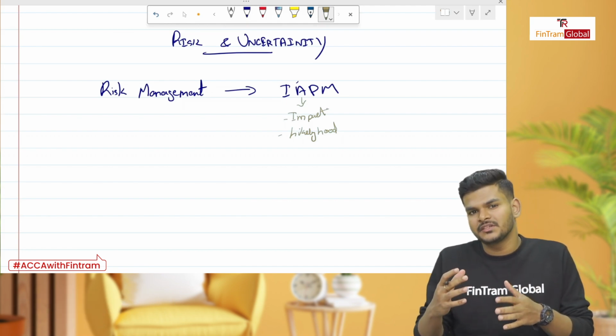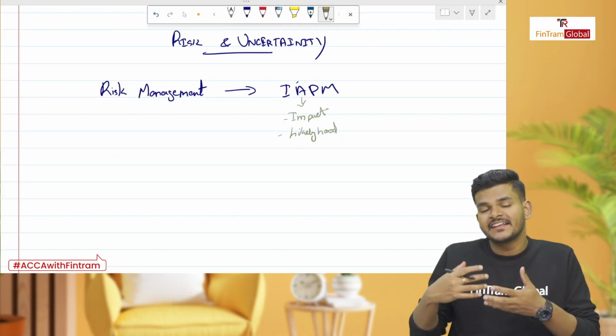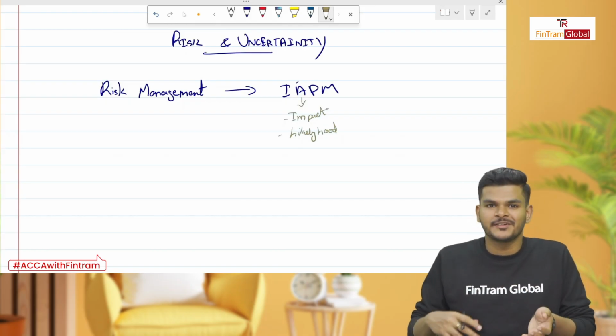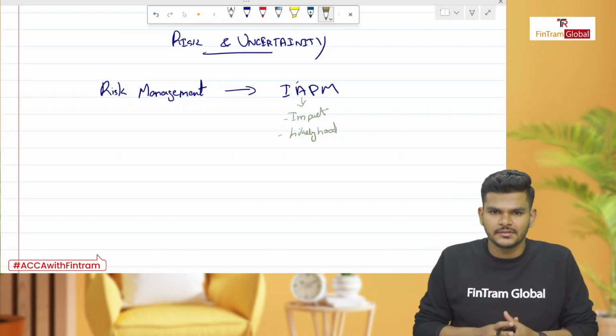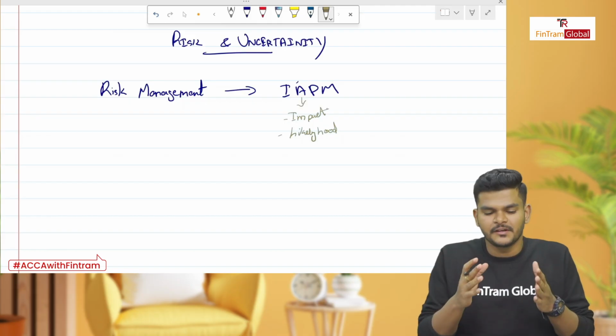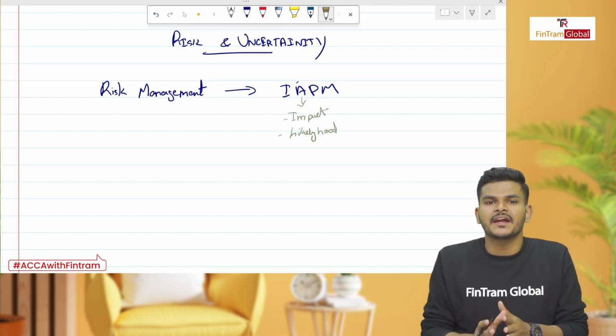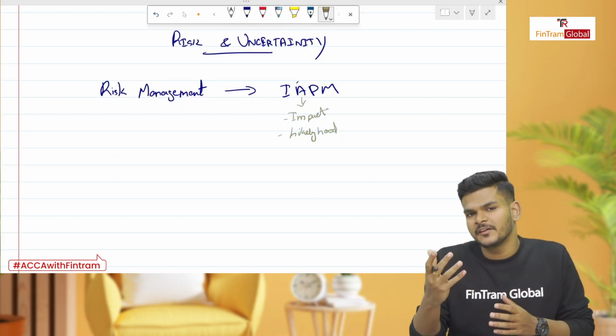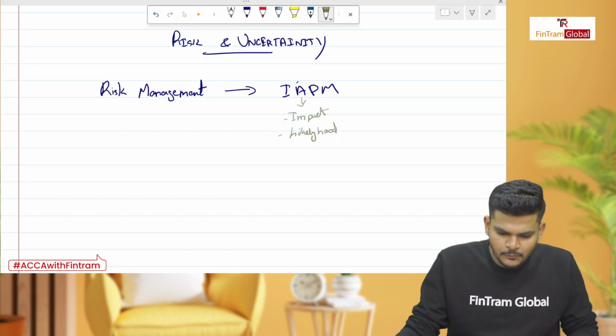By looking into the impact and likelihood of the risk, we will be able to assess whether we should accept the risk, avoid the risk, transfer the risk, or try to reduce the risk. That's what this particular stage is. We assess the overall impact of the risk and the likelihood of that particular risk happening. And then we have P.